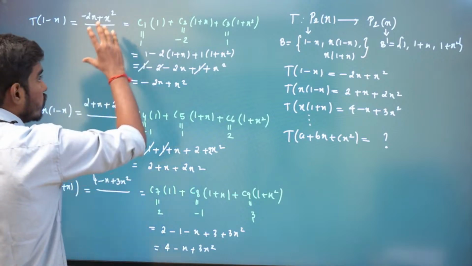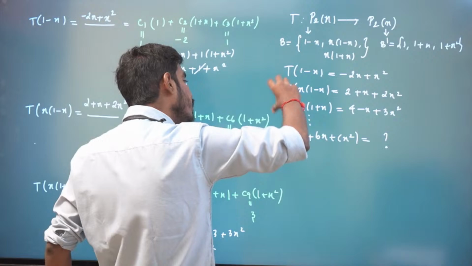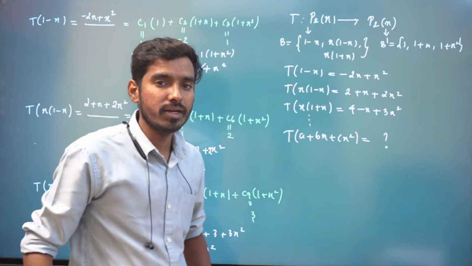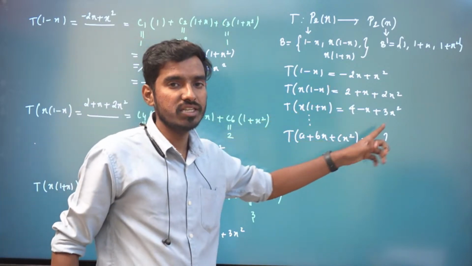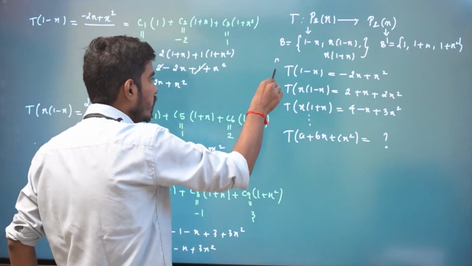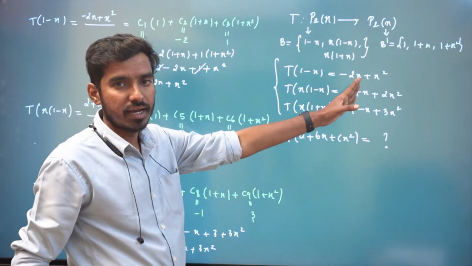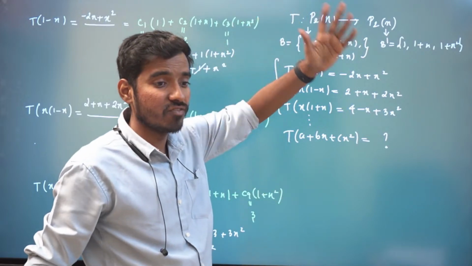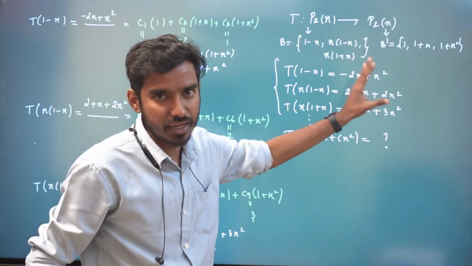So we know where T of 1 minus x maps, where T of x into 1 minus x maps, where T of x into 1 plus x maps. We will find in general where any vector in the domain space maps. So for any a plus bx plus cx square, we will see where it maps, right? So the question reduces to this: you know three output vectors, find the general input. Usually we solve, T of (1, 2) is this, T of (3, 4) is this, find T of (x, y). This reduces to that kind of problem.